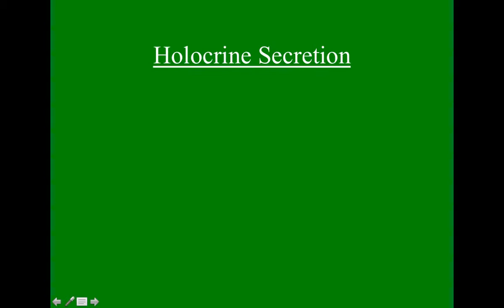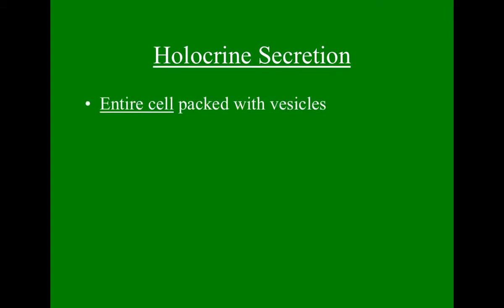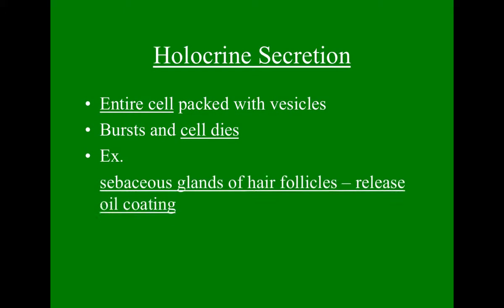The third type of secretion is holocrine secretion, and this is where the entire cell is packed with vesicles. So in order to actually release the product, the cell is going to burst and the cell dies. When the cell bursts, it doesn't just empty out the vesicles. You lose DNA because you lose the nucleus. You lose all of the organelles. Nothing is left once this happens. Our sebaceous glands, our oil glands that allow our hair to actually slide through our skin, release the oil that they produce in this way.